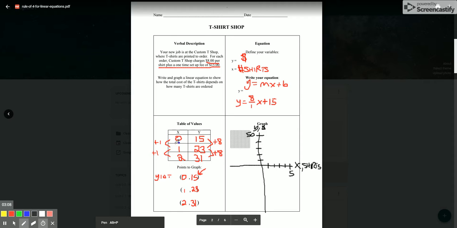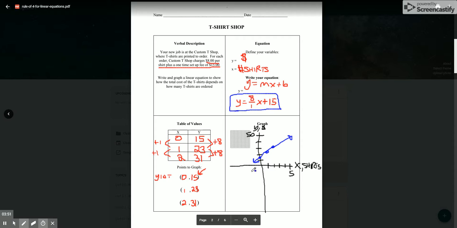And so our first point, 0, 15, start at the origin. 0x means we do not go right or left. And 15y means we're going to go up by 15. It's halfway between 10 and 20. And 1, 23, so we're going to go 1 to the right, 23 up. It's just a little bit above the 20. And 2, 31, so 2 and just barely a smidge over the 30. And make our line that represents this equation here.